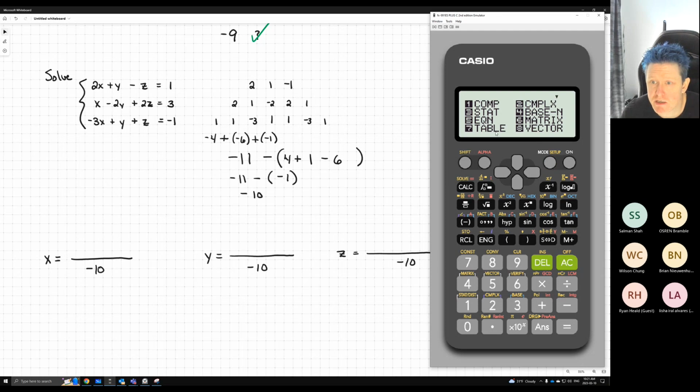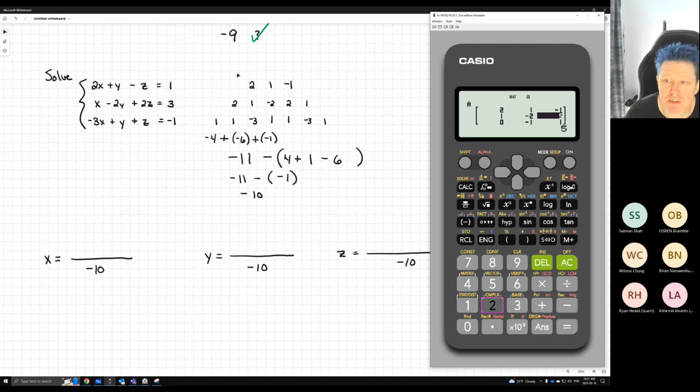Okay, let's go to mode and then matrix mode. Let's choose matrix A again, and matrix A will be 3 by 3. So let's choose 1. And then let's fill in our matrix. So what was it? 2, 1, -1. And then the next one is 1, -2, 2. And then -3, 1, 1. Let's make sure it's correct.